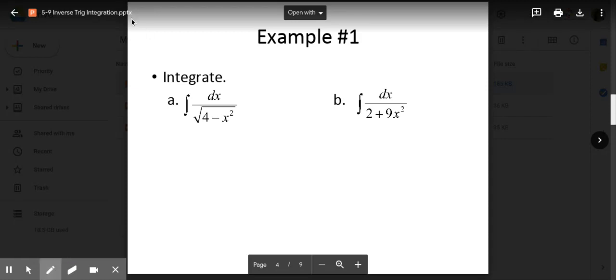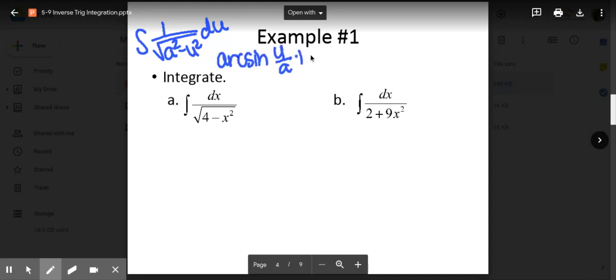all right, the rule for arc sine was 1 over the square root of a squared minus u squared du, and that equaled, without a fraction, arc sine of u over a plus c. Okay? So if I'm just comparing this to the problem I have, I know my a is 2 because it's 4, so a squared is 4, so that means a is 2.